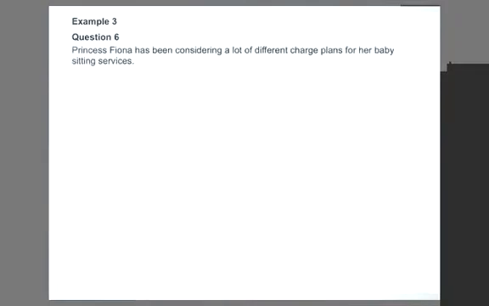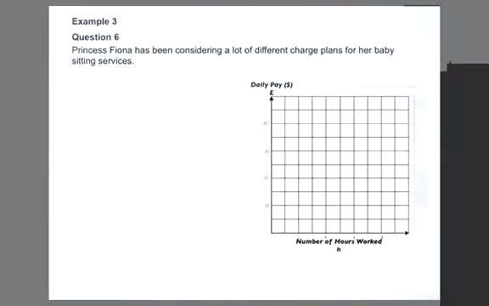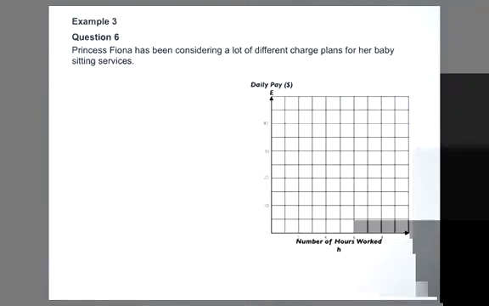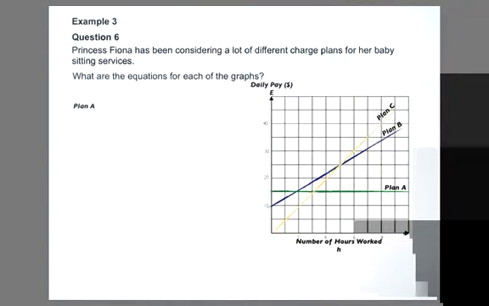Question 6. Princess Fiona has been considering a lot of different charge plans for her babysitting services. We've been going through all of them. We have Plan A, Plan B, and Plan C. Now, these aren't exactly the ones that we were considering, but they do represent a lot of the similar things that we were talking about. You know that Plan C is a little bit steeper than Plan B, and Plan A is a flat rate. What are the equations for each of the graphs?